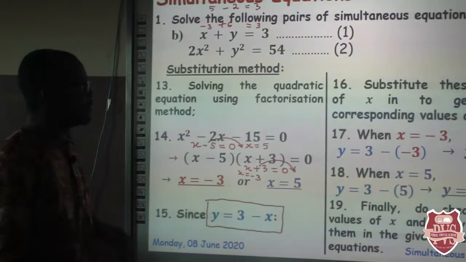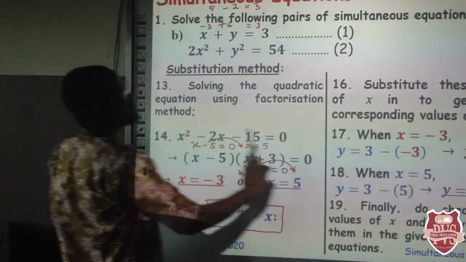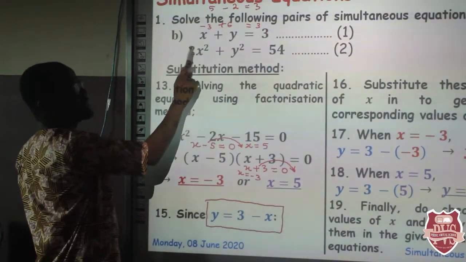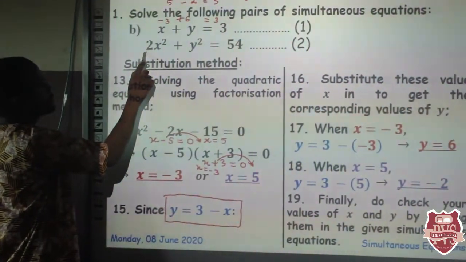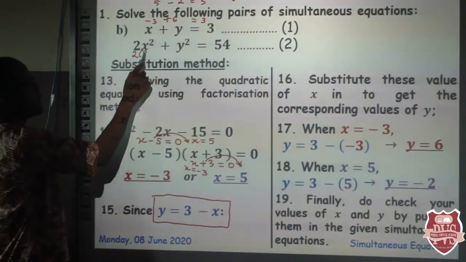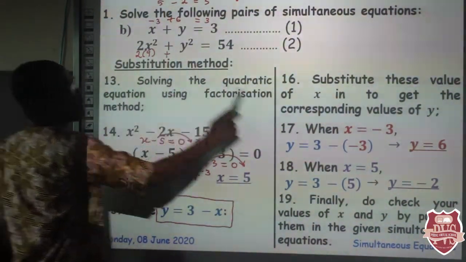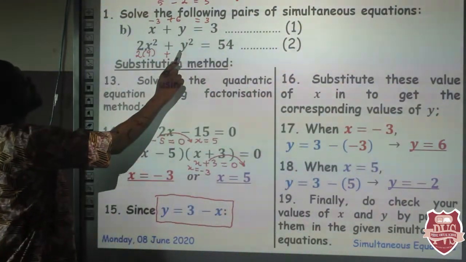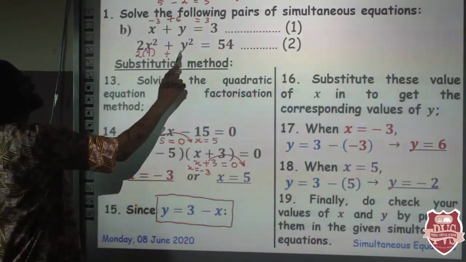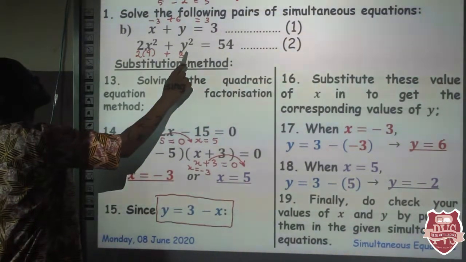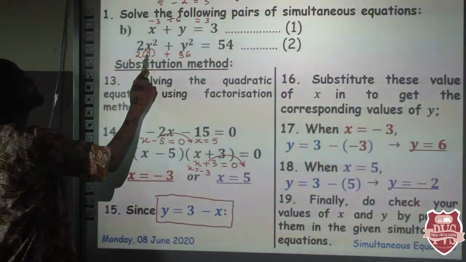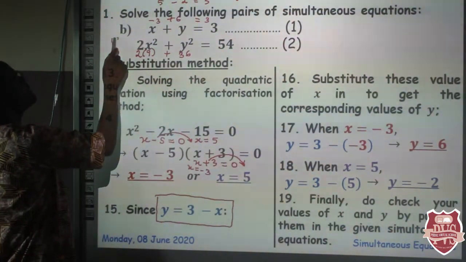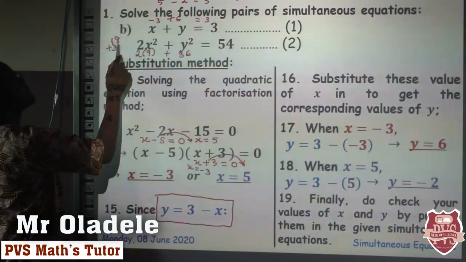Now let's do exactly the same for the second equation. When x is minus 3, now minus 3 squared, that's minus 3 times minus 3, that gives you 9. So you have 2 times 9 plus, when x is minus 3, the corresponding value of y is 6. So you have 6 squared. 6 squared is 36. So now you have 2 times 9, which is 18. 18 plus 36.